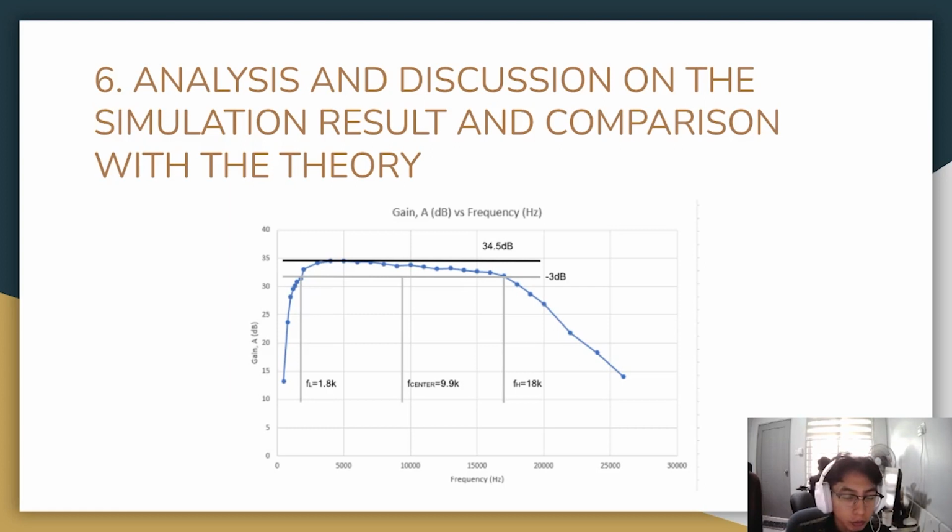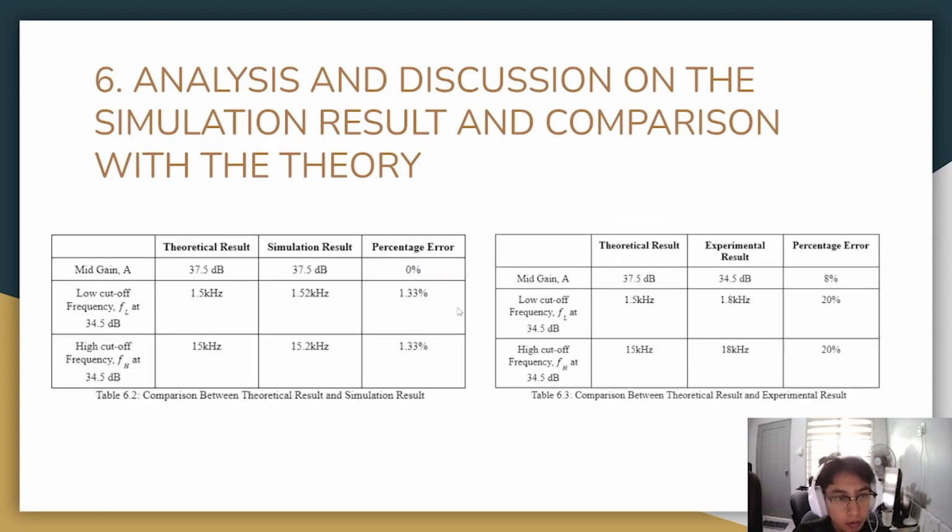Okay, so from the table, we plot the graph using Microsoft Excel, and this is what it looks like. The gain versus frequency, and the mid gain is 34.5 dB, and to get the FL and FH, we must subtract 3 dB. So for the experimental result, the FL we get is 1.8 kilohertz and FH is 18 kilohertz.